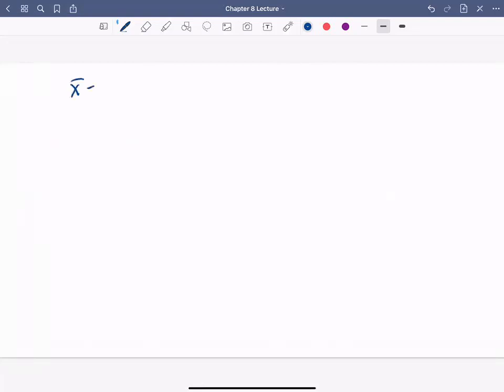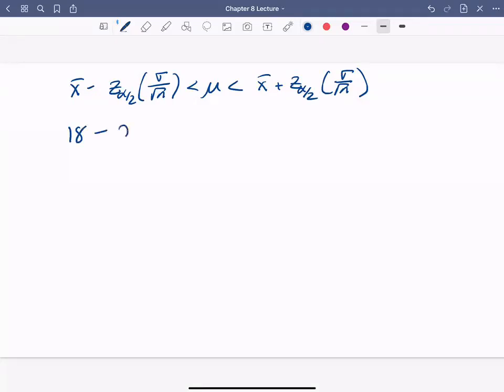So we have x bar minus z sub alpha over 2 times sigma over the square root of n, less than mu. And then it's a repeat, but this one, our upper bound is adding. X bar is 18. Our confidence interval gives us a 2.58. Sigma is 3.2, our standard deviation, divided by the square root of 42. That's our sample size. And then repeat with addition for our upper bound.